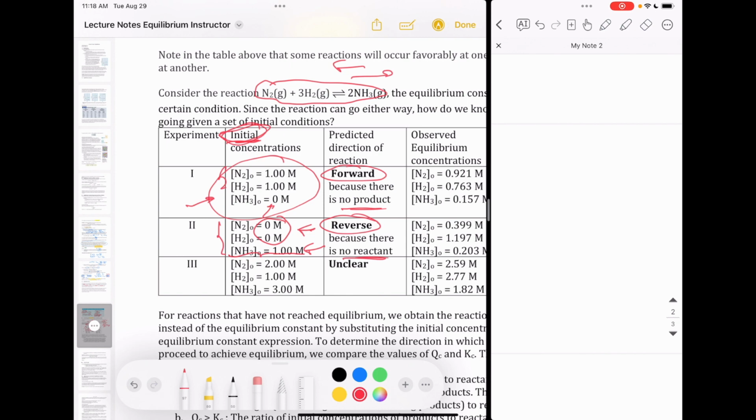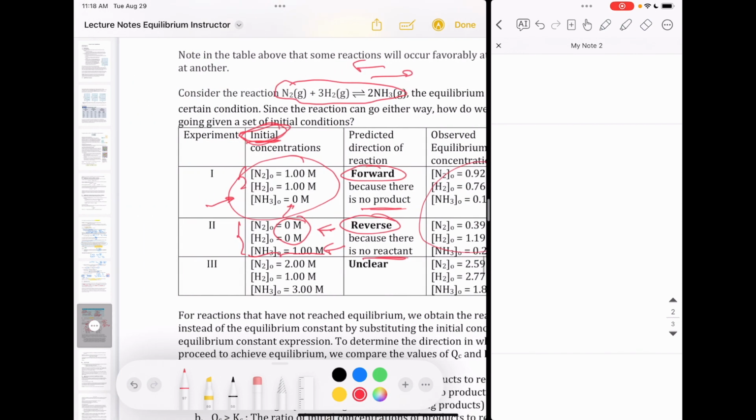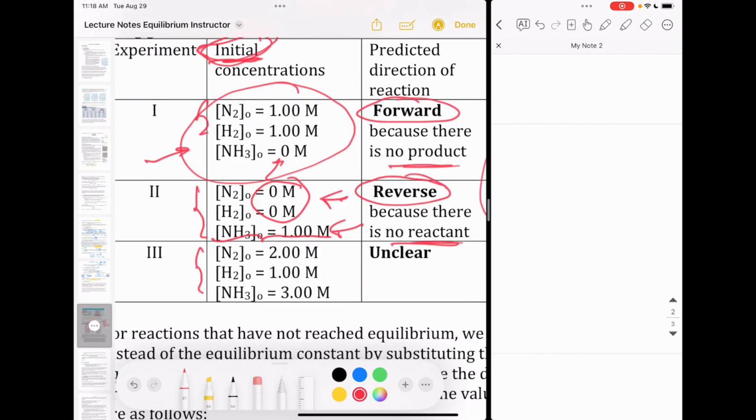And the reason is because there's no reactant there. The third situation is hard. You start with some quantities of both. How do you know which way it's going to go? And that, of course, is the situation that we really need to think about a little bit. We have both of them.